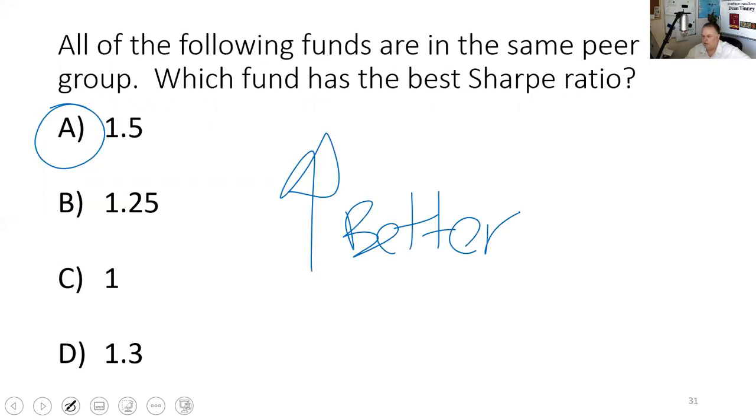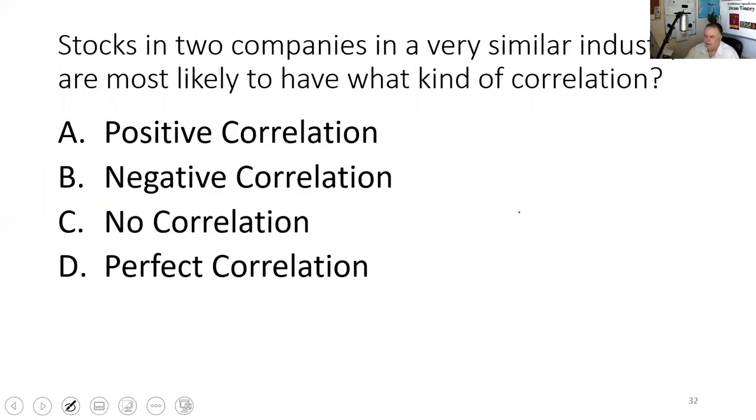Again, it's not can you do the math, it's can you recognize it. There is no draw in which you're not going to look at an answer set that looks like this idea of correlation. So stocks in two companies in a very similar industry: Coke, Pepsi, Boeing, Airbus, Ford, GM. They're likely to have positive correlation, meaning they both move in the same direction.